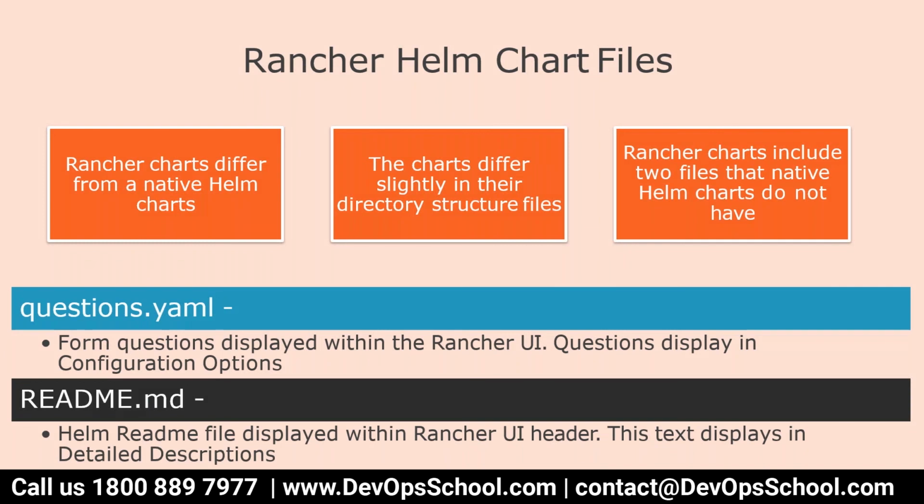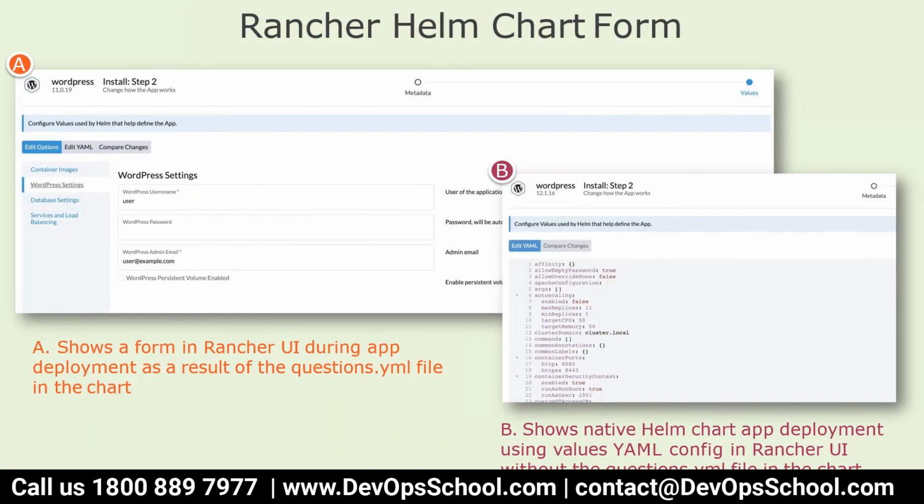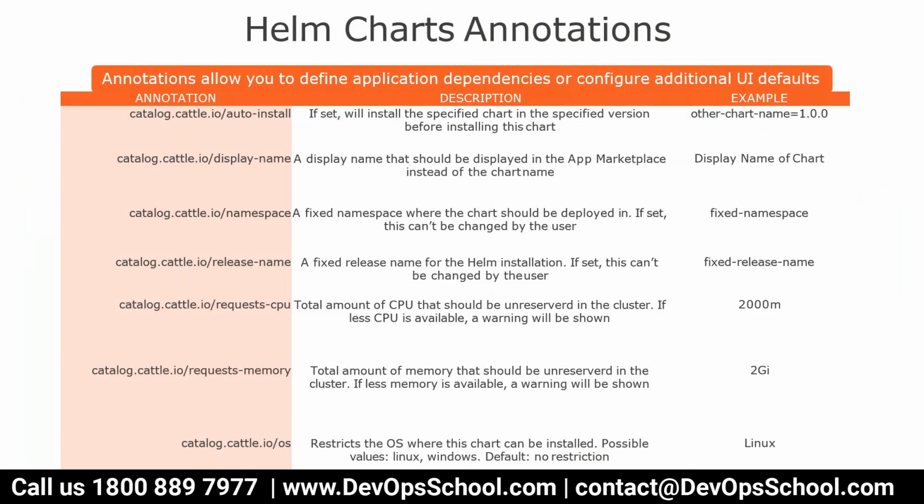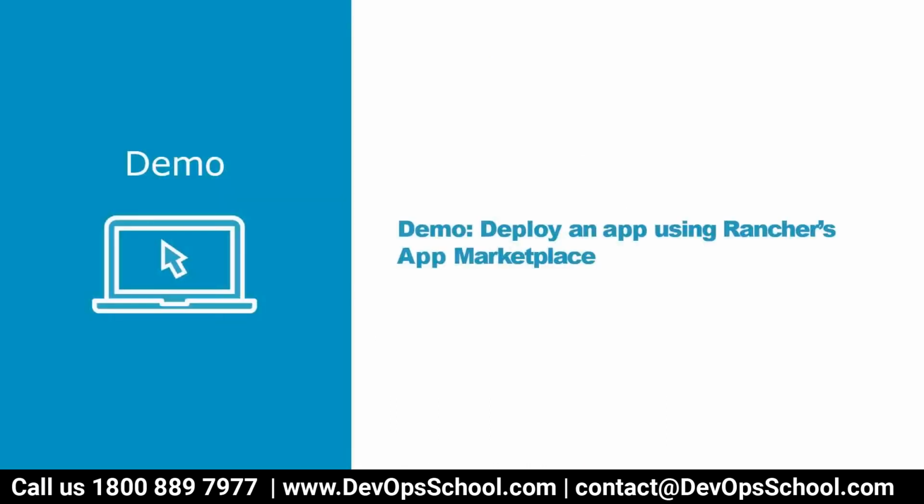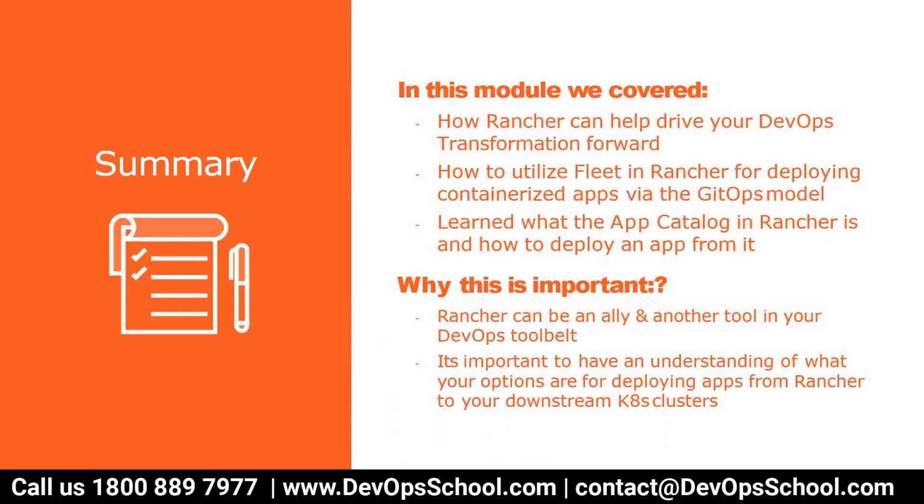So a Rancher chart will have two additional files: one is questions.yaml and the other is readme.md. Typically, you don't use the Rancher chart, so I'll just ignore it. The Rancher Helm chart form, which you can see over here, and these are the notations which you have for a Rancher Helm chart. That's all.